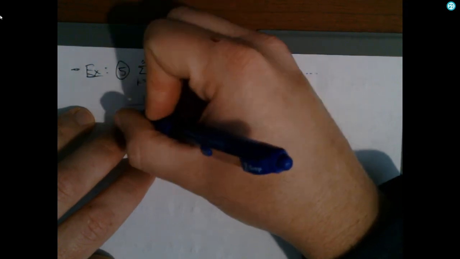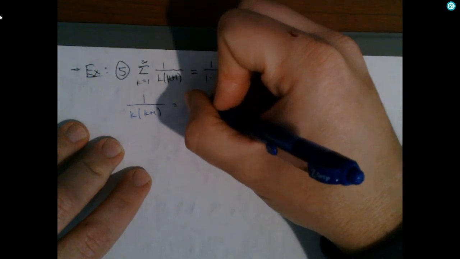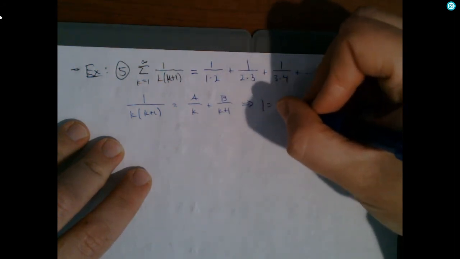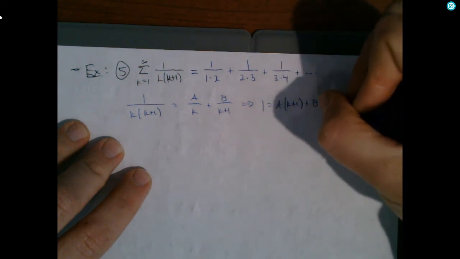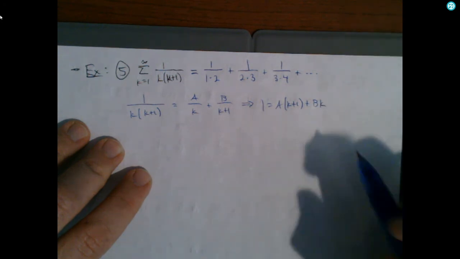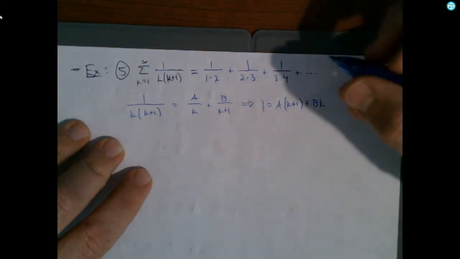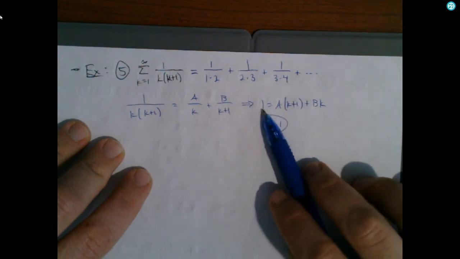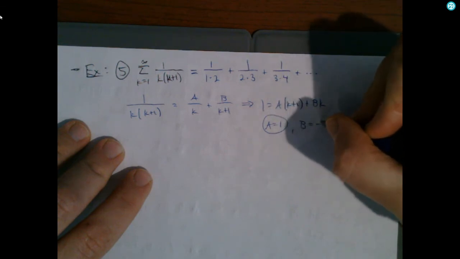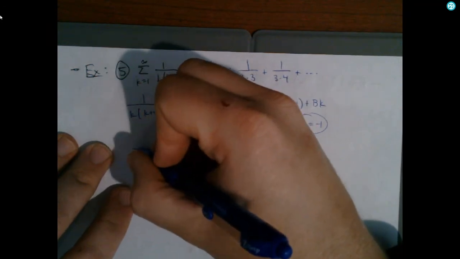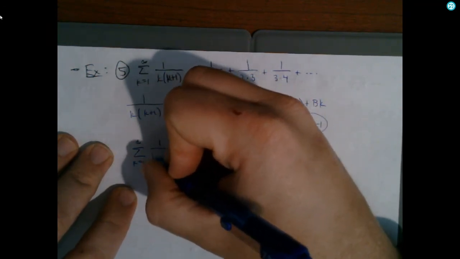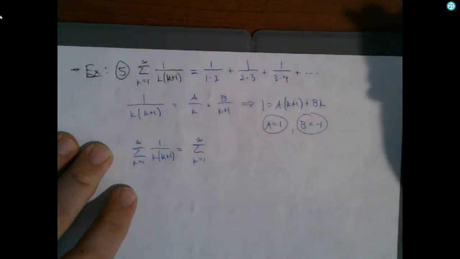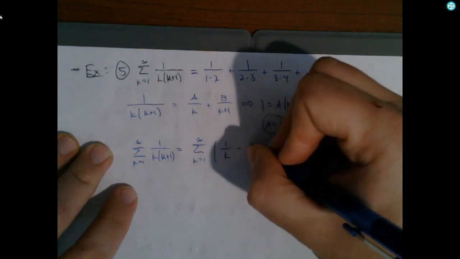So I know that 1 over k times k plus 1 equals a over k plus b over k plus 1. So that means 1 equals a times k plus 1 plus b times k. So this is a pretty easy one. If we plug in 0, b goes away, and we just get a equals 1. If we plug in -1, the a goes away, and we get 1 equals negative b, so b equals negative 1. Okay, so this sum, 1 over k times k plus 1, equals the sum from k equals 1 to infinity of 1 over k minus 1 over k plus 1.